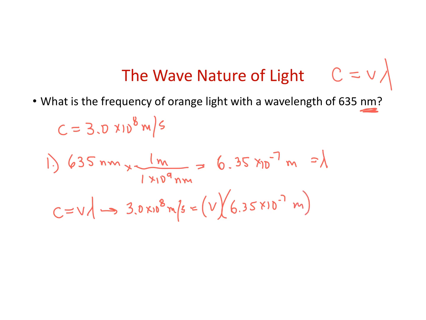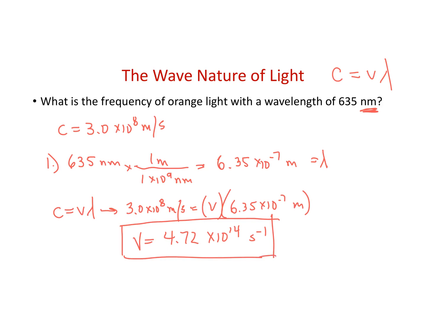So I divide across, and I should be left with a frequency of this light of approximately 4.72 times 10 to the 14th inverse seconds. When I divide the wavelength, meters cancels out and leaves me with 1 over seconds, or inverse seconds. So the frequency of that orange light is approximately 4.72 times 10 to the 14th inverse seconds.